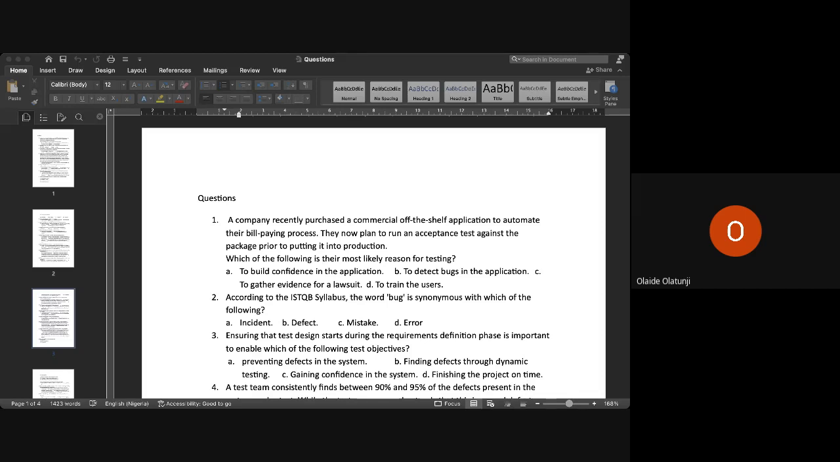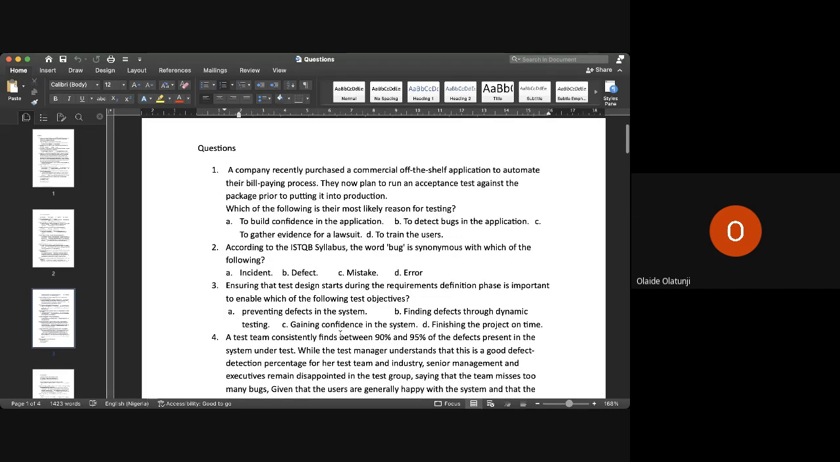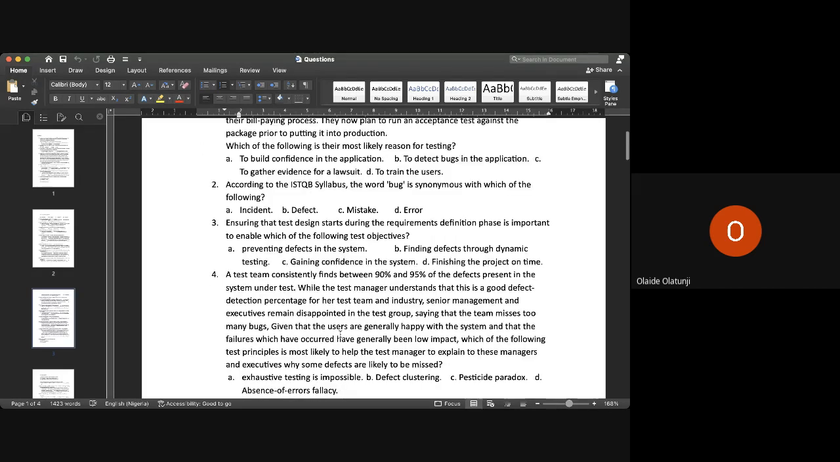So the next one is a bonus question. According to ISTQB, the word bug is synonymous with which of the following? Defect. Wait, sorry, the first one, what did you select? A, to build confidence in the application. Okay. The second one is a bonus question. So the third one: ensuring the test design starts during the requirement definition phase is important to enable which of the following test objectives?